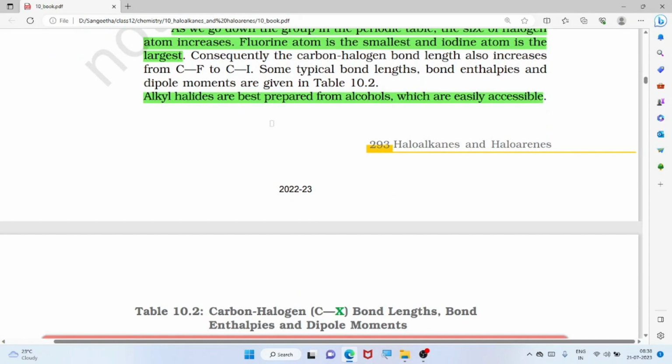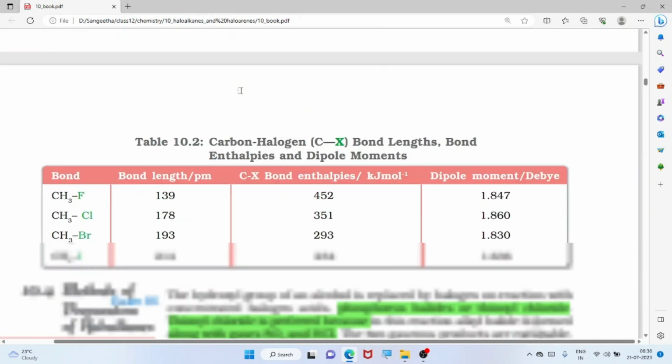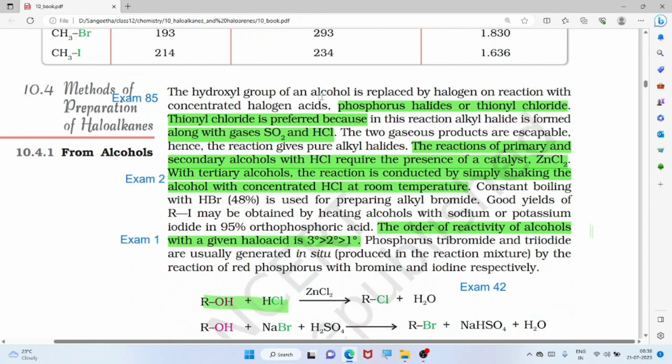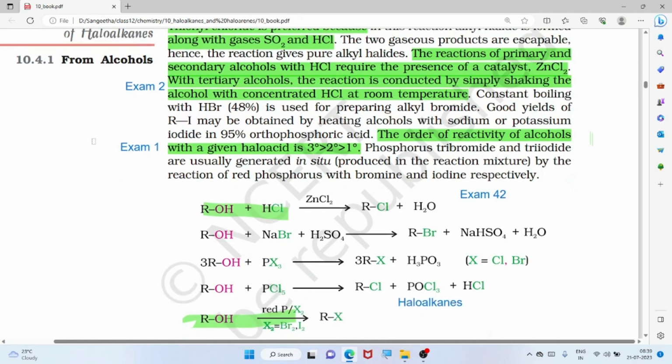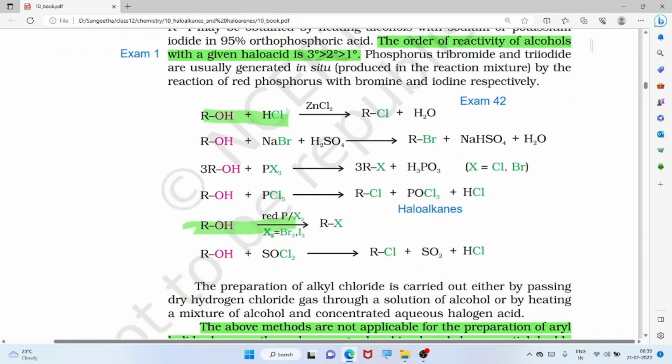Alkyl halides are best prepared from alcohols, which are easily accessible. The phosphorus reagents you can go through. See here, this is important. The reaction of primary and secondary alcohols with HCl requires the catalyst zinc chloride, but for tertiary alcohol, the reaction is carried out simply by shaking the alcohol with concentrated HCl. Tertiary alcohols don't need the catalyst. The order of reactivity of the alcohols is tertiary greater than secondary greater than primary.